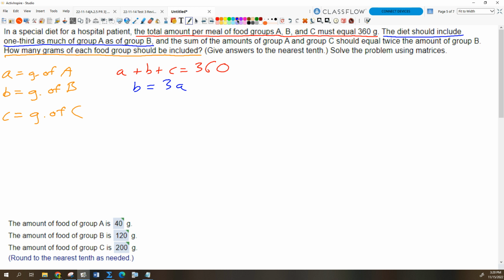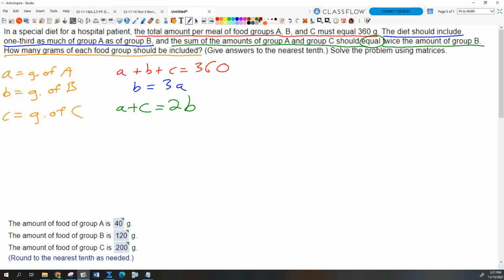Now we need one more. Let's see, it tells us the sum of the amounts of group A and group C should equal twice the amount of group B. Okay, that's going to be an easy one because the equals is right in there, right? Twice, 2B. There you go, right? Okay, there's our three equations.